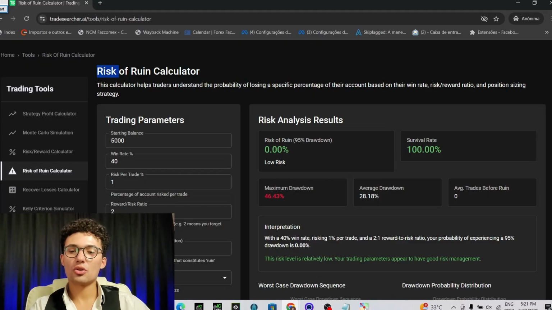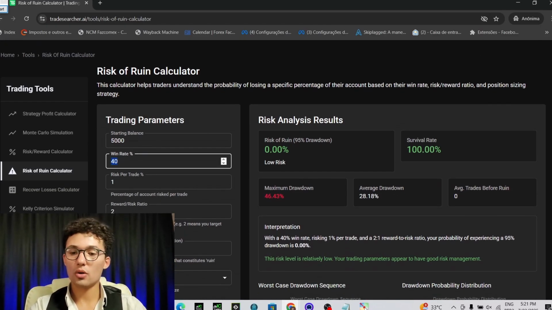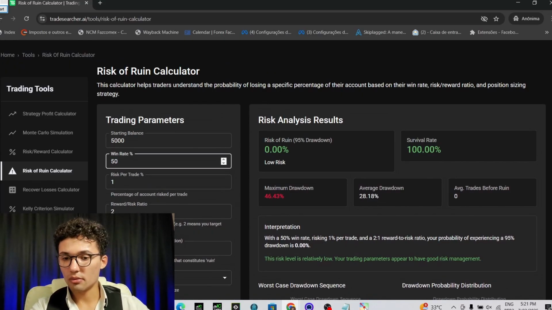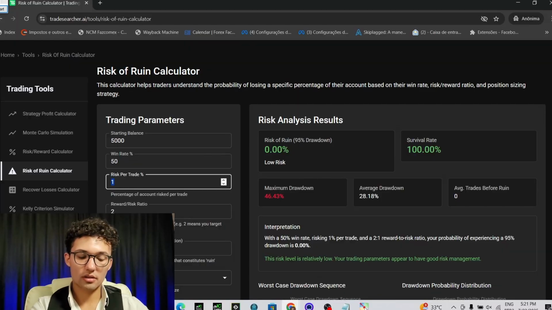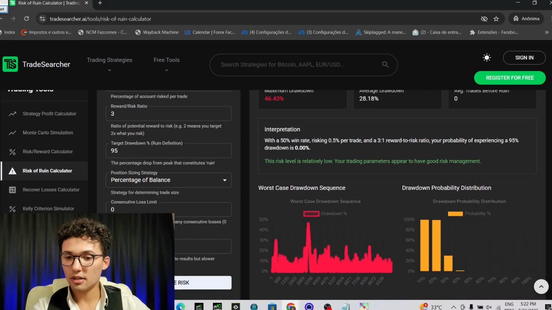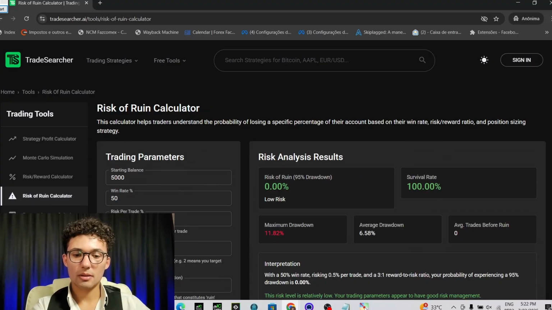Okay, Paulo, but it didn't show if your strategy is really good according to the risk aversion calculator. Of course it is. It has better metrics. I'll just show my worst, okay, the worst of my strategies. 40% win rate, risk per trade. Here it takes 0.5. I could take more if I want. Reward 3%. I can set here 95 percent of balance. Okay, let's just make the calculation here. And you can see that my average drawdown is 6.58% with this strategy and maximum 11%.